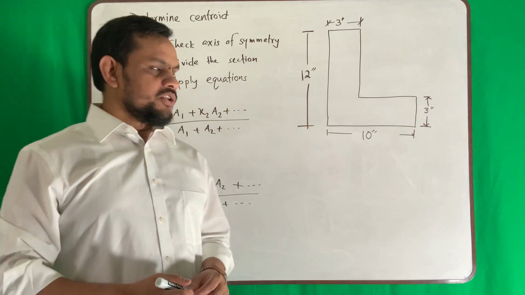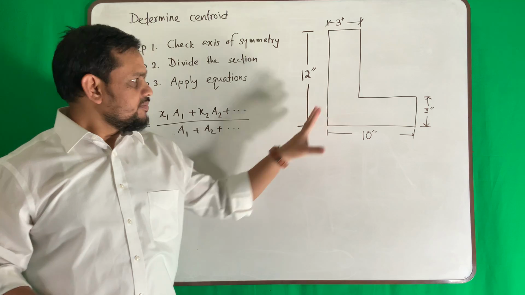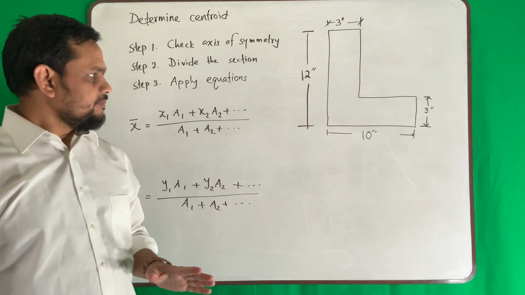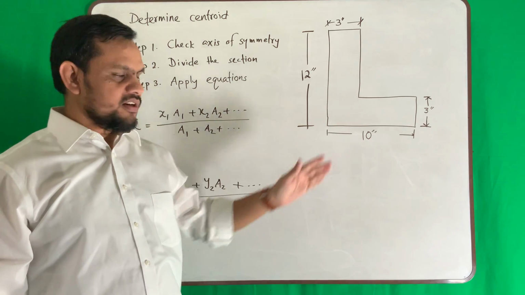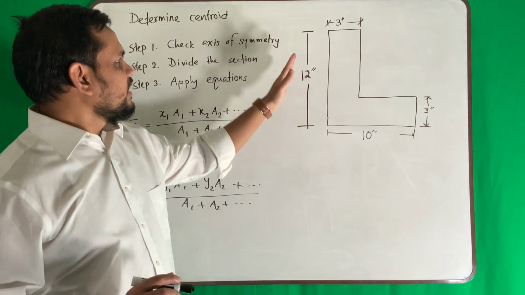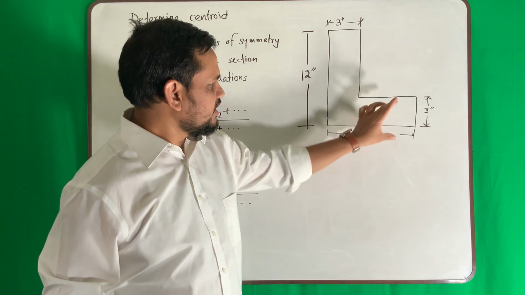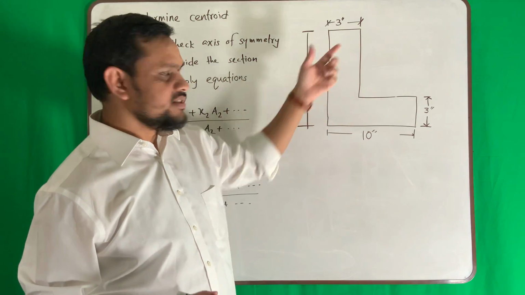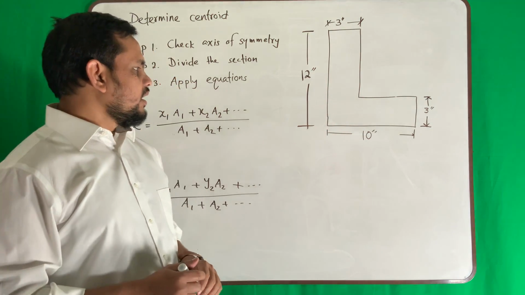This time I will show you an example to determine the centroid. So here I am showing one L section, or sometimes we call it an angle section. Whatever you call it, that is not our question now. So what is this section? It is 12 inch here, 10 inch here, 3 inch thickness, 3 inch thickness. So we need to determine the centroid.